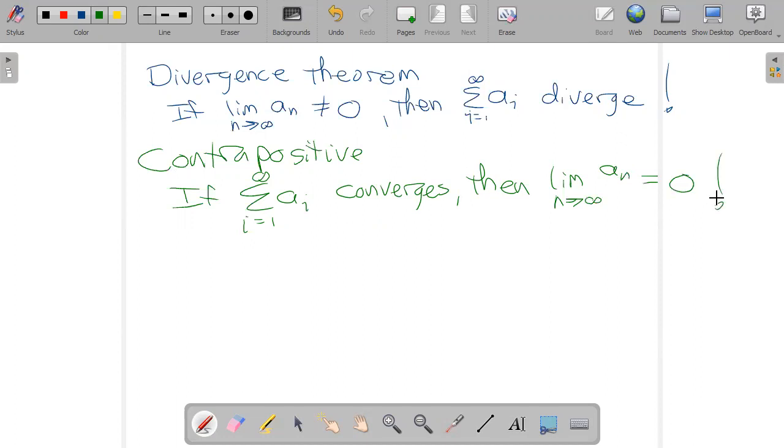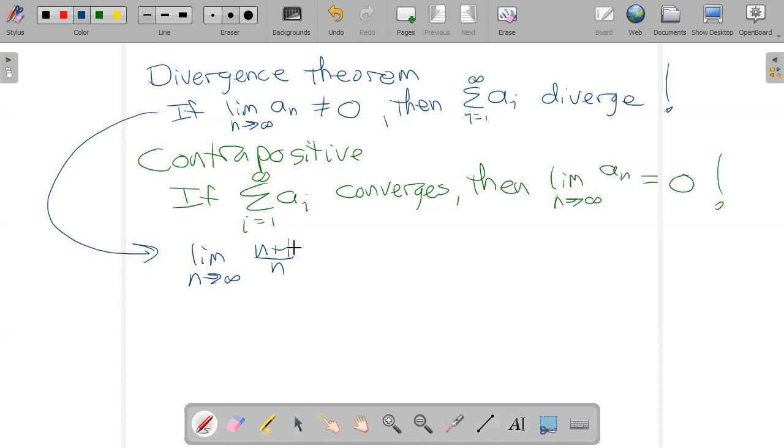Okay, so notice the things we start with. If we have a sequence that doesn't go to 0, we know the sum must diverge. If we have a sum that definitely converges, then the terms had to go to 0. So I'm just going to give an example of the first part here. Take the limit as n goes to infinity of n plus 1 over n.